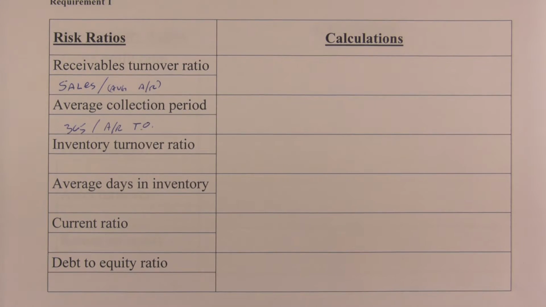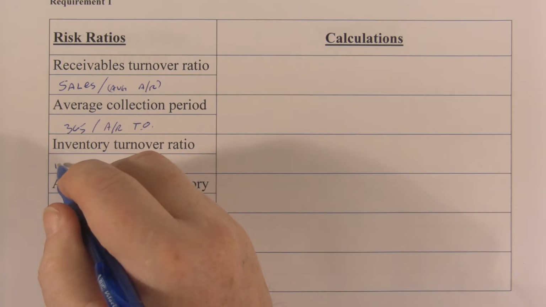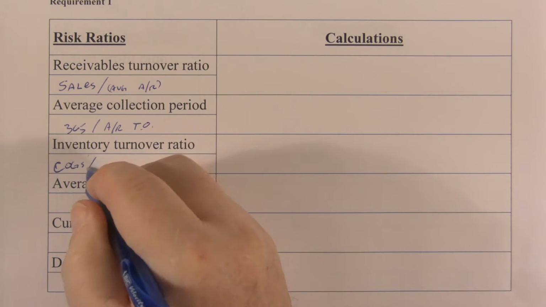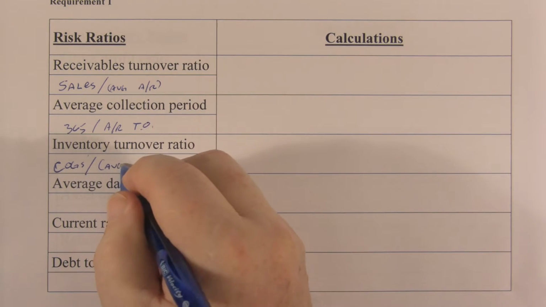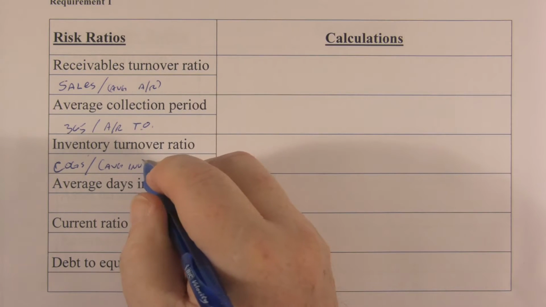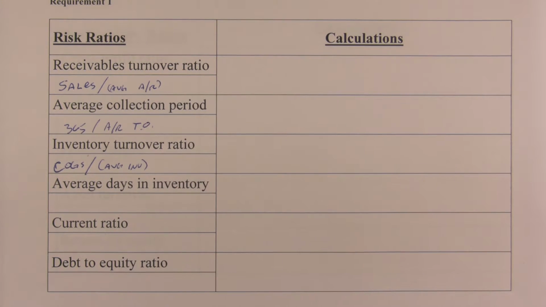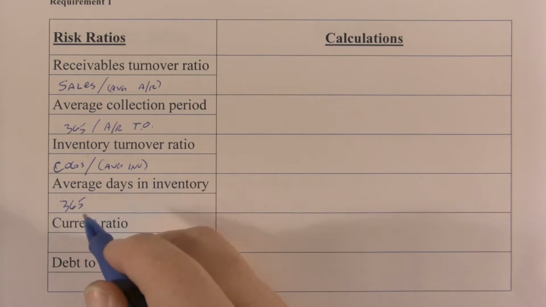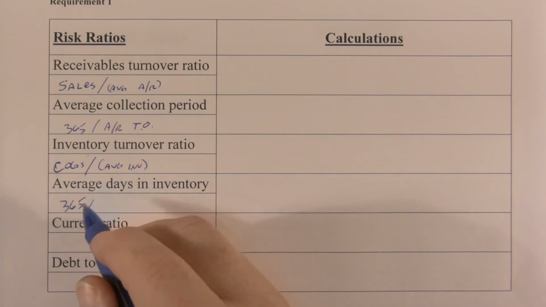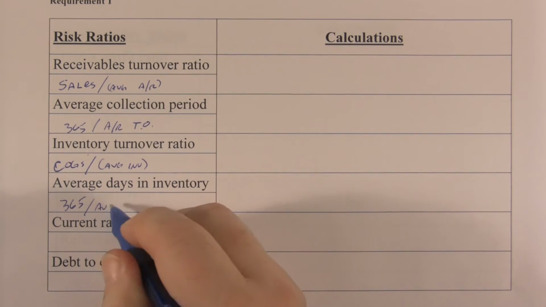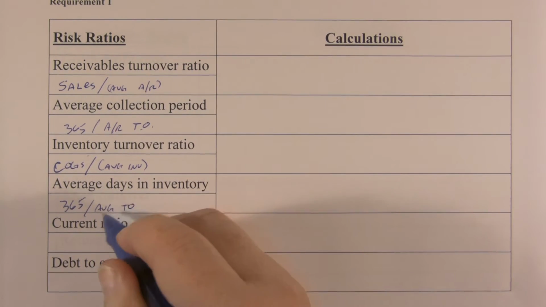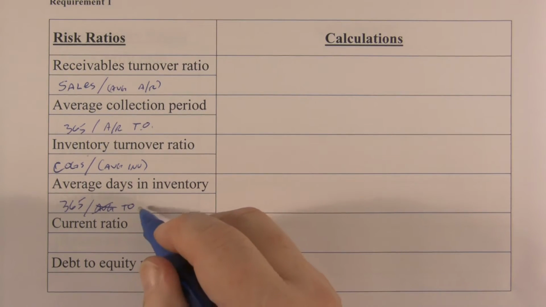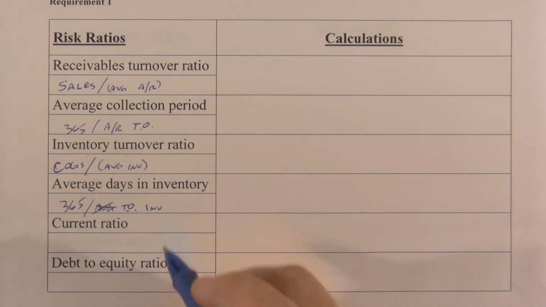The inventory turnover ratio is the cost of goods sold, another income statement number, divided by average inventory, beginning plus end, divided by 2. The average days in inventory, again, we're going to take 365. That tends to be the common number of days in a year. And divide by the average turnover ratio, or I guess they just call it the turnover ratio for inventory.